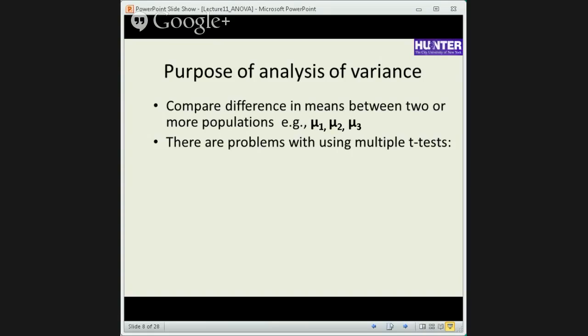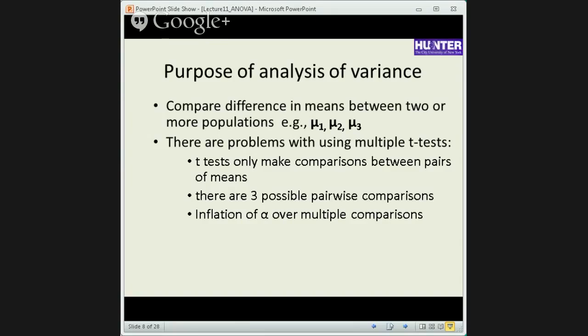So with the analysis of variance, specifically the one-way analysis of variance, we're going to be comparing the means of several populations. So with 3 methods like this, it's mu1, mu2, mu3. And again, the problem with using multiple tests between each pair is that as you keep on doing more tests, you end up inflating your error rate.